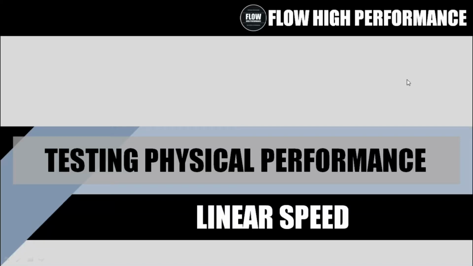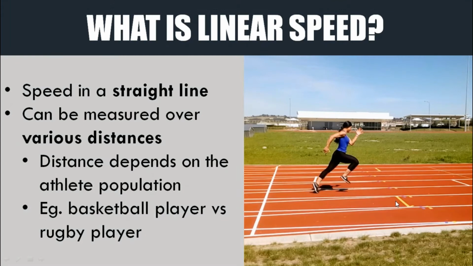In this presentation, we're going to be talking about how we can test linear speed for athletes. So first we need to establish what linear speed is, and essentially what we're talking about is running speed in a straight line. And this can be measured over various distances, although the distances that we measure are going to be dependent on the athletes that we're testing and the athlete populations. And more specifically, it's going to be dependent on what sport they play.